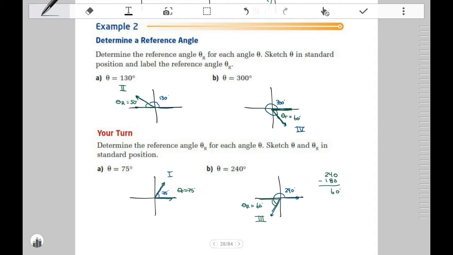Check your work. In A, here we have the reference angle is the same as the angle. For B, we've taken 180 degrees from 240 degrees. 180 goes to here. We have a remaining 60 degrees left to reach that angle. The reference angle is always taken from the x-axis. We have quadrant 1 in example A, quadrant 3 in B.